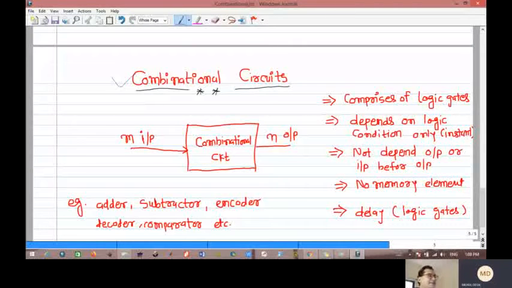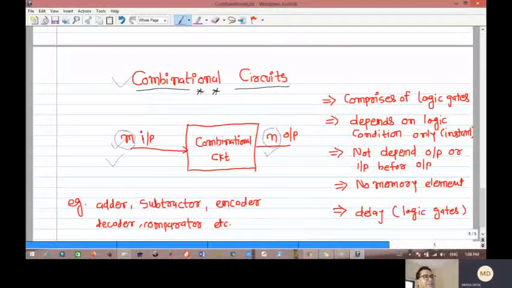So what is a combinational circuit? A combinational circuit has m inputs, meaning a number of inputs, and a number of outputs. Here there are m inputs and n outputs. Depending on the m inputs, there is some logical behavior in the combinational circuit, and depending on that, through the logic gates we get the n desired outputs.